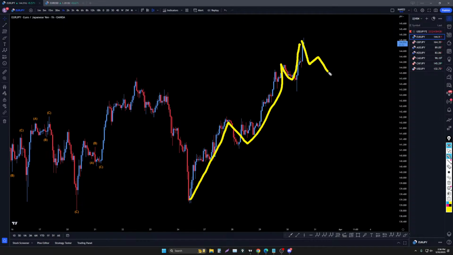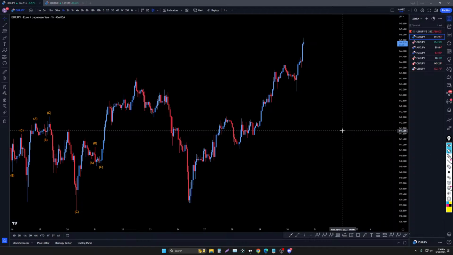I still think this is going to go down, but I think there's a really good chance the move down is going to be a correction, and it will end up continuing back up. So even if it does go down, I'm still going to be looking for longs in an uptrend.